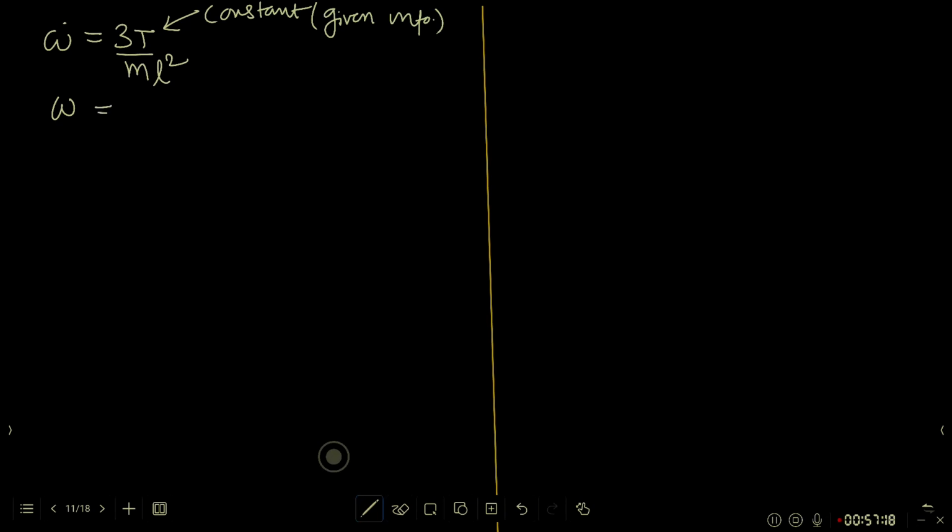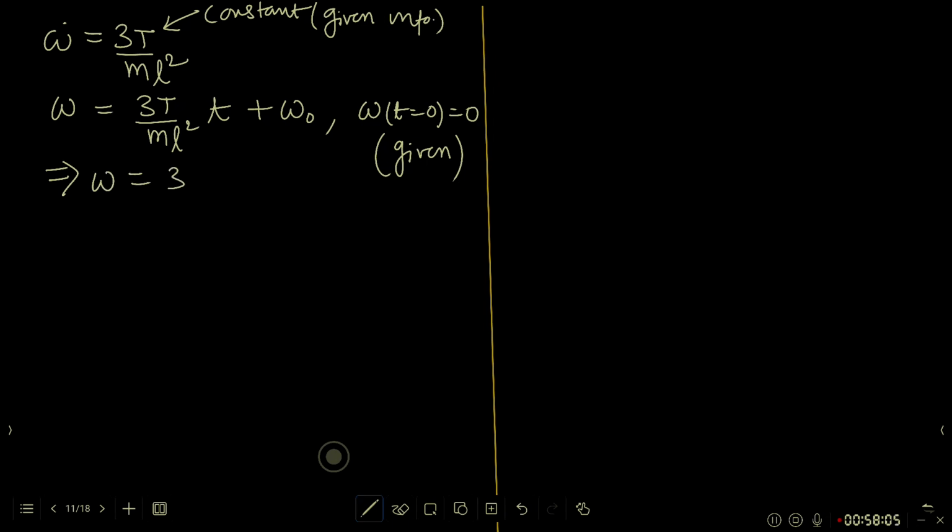Was there any initial condition given? Well, I didn't write it, but it seems the original author of this question had given us omega at t equals 0 is 0. It's given information, which I should have included on the very first slide. I did not, but I am telling you now. It is given, and that's why omega will be 3T by ml square times small t, which is time. Omega naught is 0.